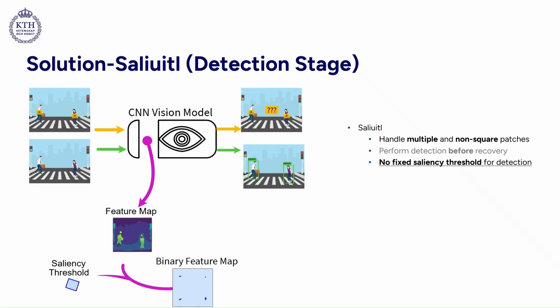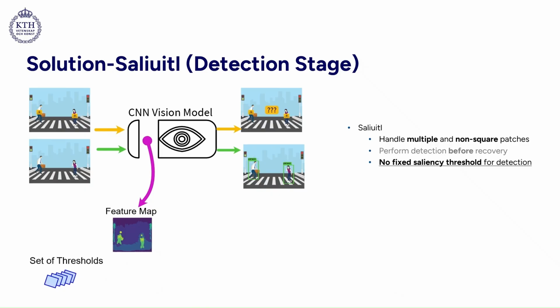What methods relying on fixed saliency thresholds do is then to associate these salient regions with adversarial patches. However, this involves carefully tuning the saliency threshold based on statistics for images with and without adversarial patches. We propose to instead use a set of thresholds spanning the entire range of the feature map.